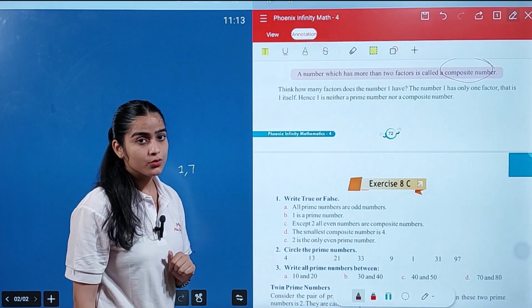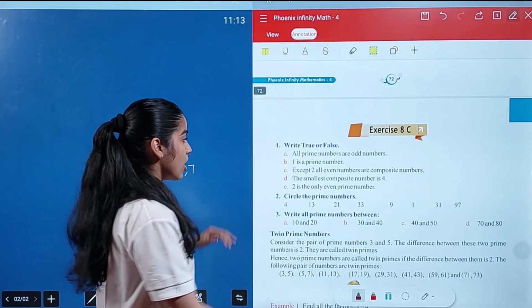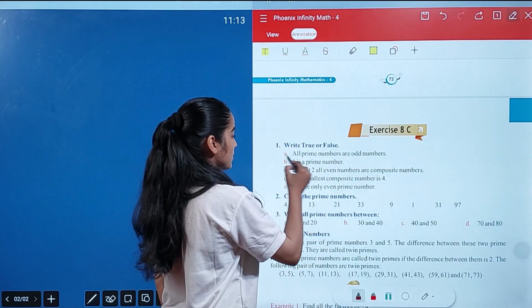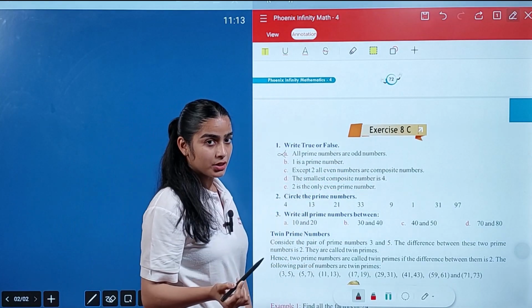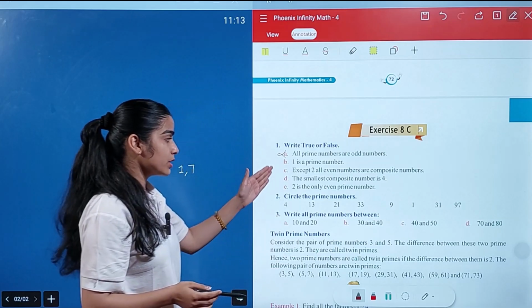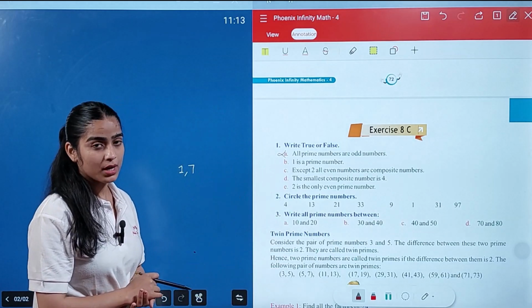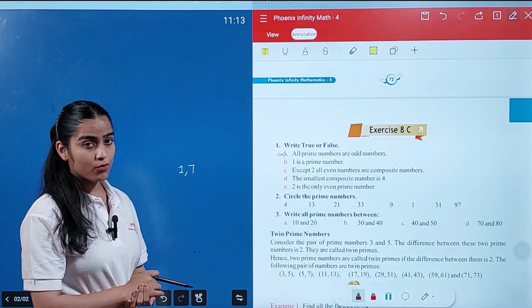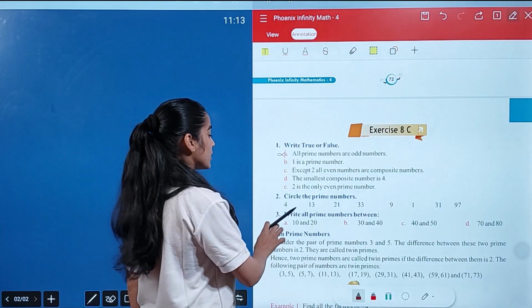Now we move forward to our next exercise, which is 8C. All prime numbers are odd numbers. No, because 2 is an even number. In the same way, you have to read these statements and classify them as true or false. Okay students, now move forward to the next question.